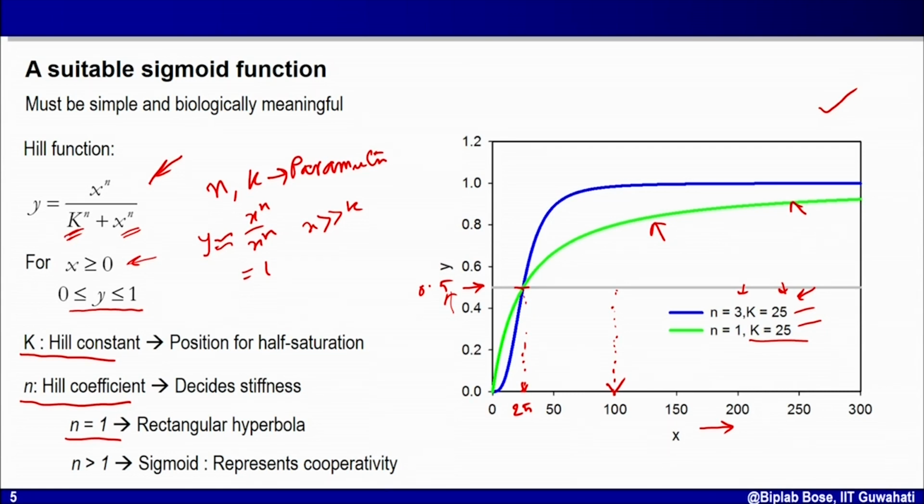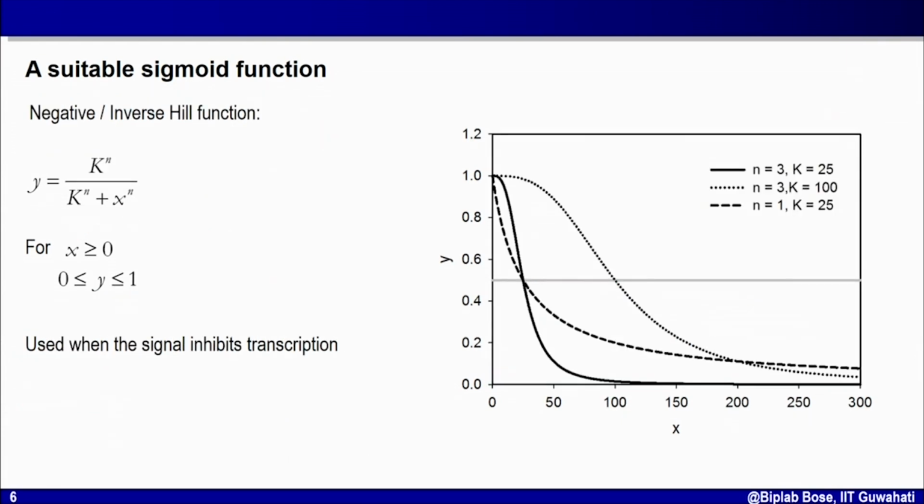So I have a simple function y equal to x to the power n divided by k to the power n plus x to the power n, and just two parameters. I can measure these parameters from experimental data, and depending upon the values of n and k, this function gives me a large number of sigmoidal behaviors.